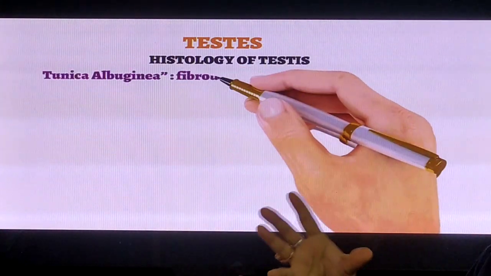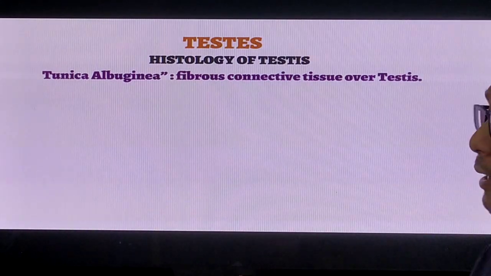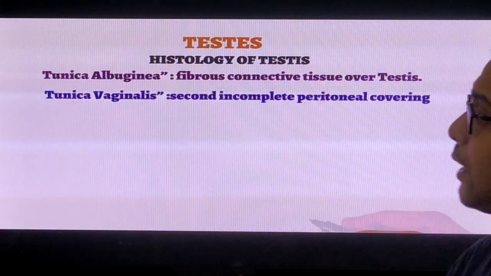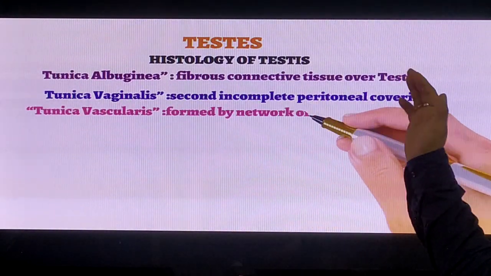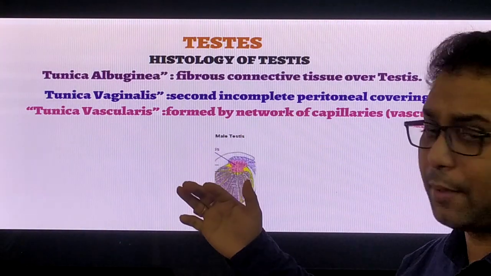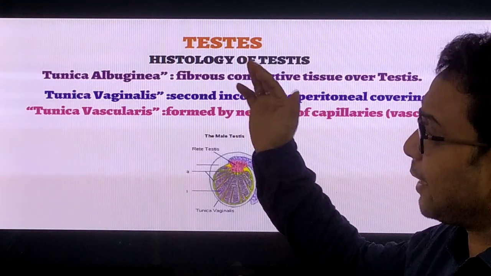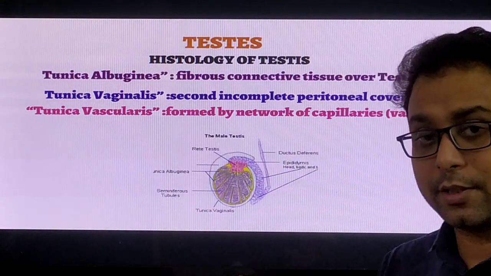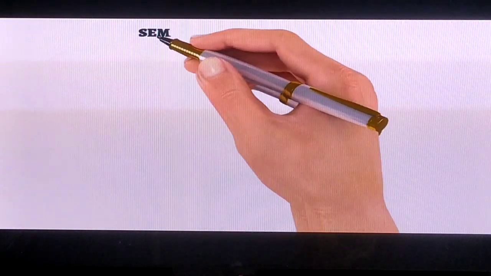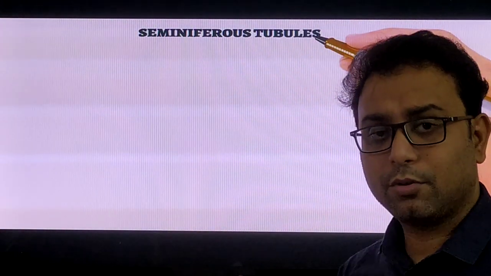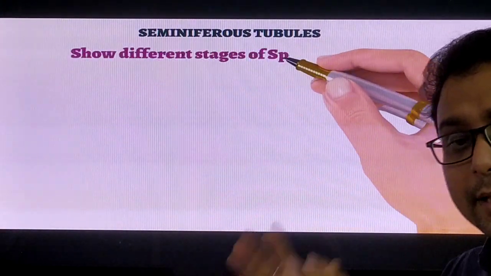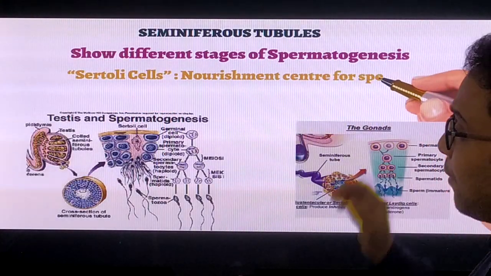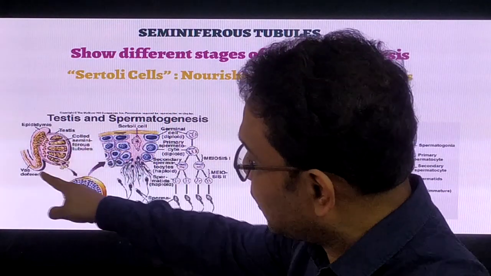If we discuss the internal structure of the testes, you can observe that the testes are covered by a membrane called the tunica albuginea. That is a fibrous connective tissue layer, and there are other membranes like the tunica vaginalis and tunica vasculosa. These three membranes are also covered above the testes. So this is the most important part. And where are the seminiferous tubules present? They are present inside the testes and show the different stages of spermatogenesis. This is the structure of the testes.